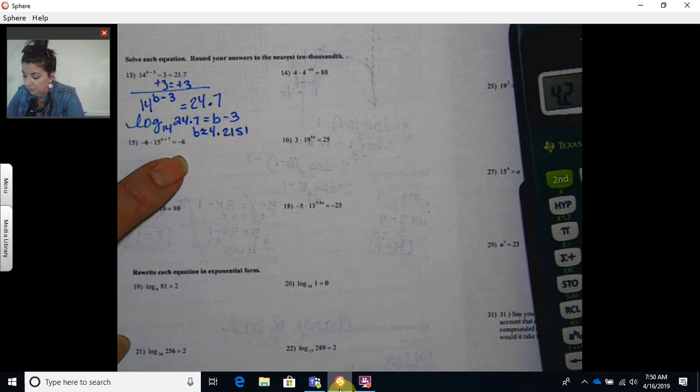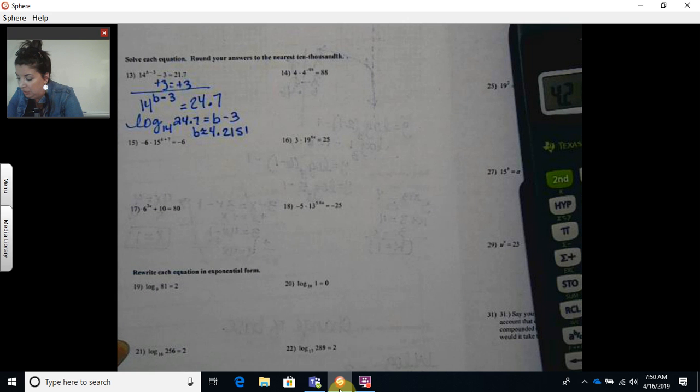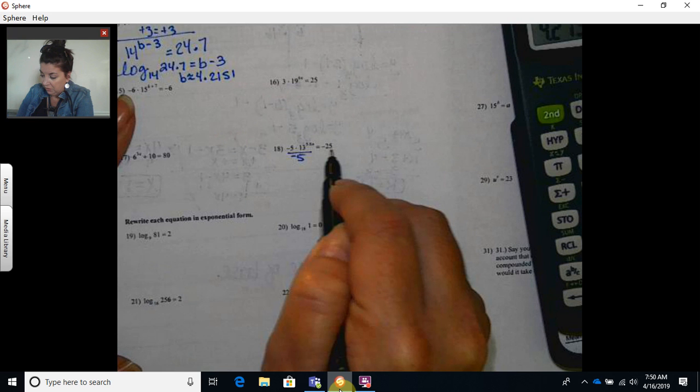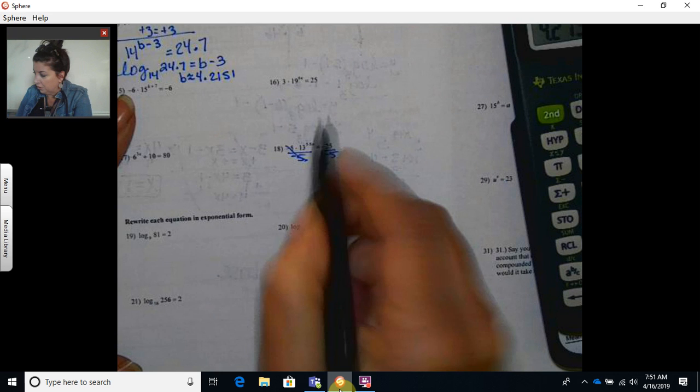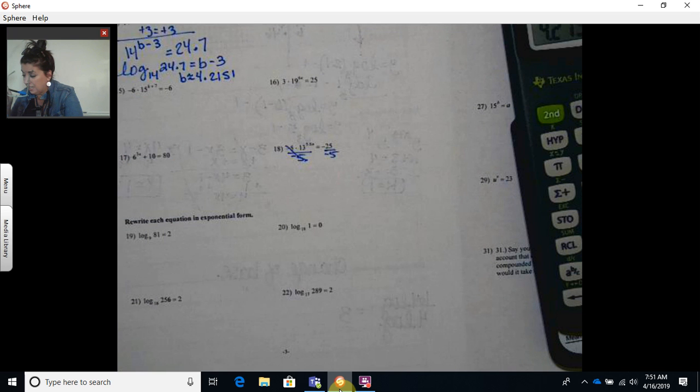So look at number 18. What would I need to do to get that in exponential form? Are you sure? Yeah, that's why I picked that one. Because a lot of people want to add 5 because it says minus 5, right? But that negative 5 is being multiplied by 13 raised to the 5.8n. So don't make that mistake. Divide both sides by negative 5, each term. So I have 13 raised to the 5.8n.